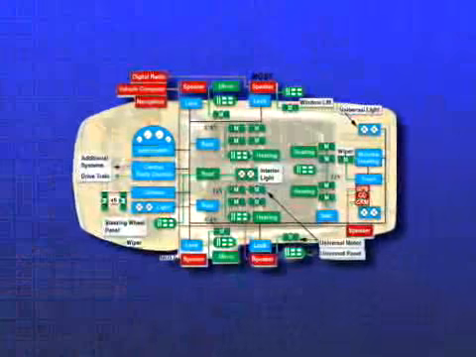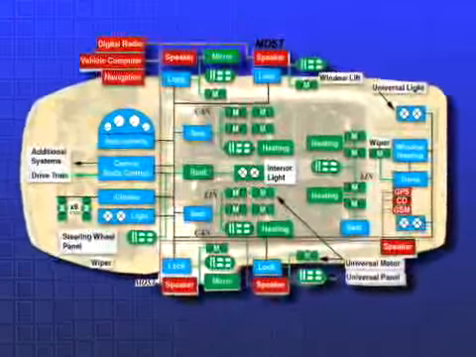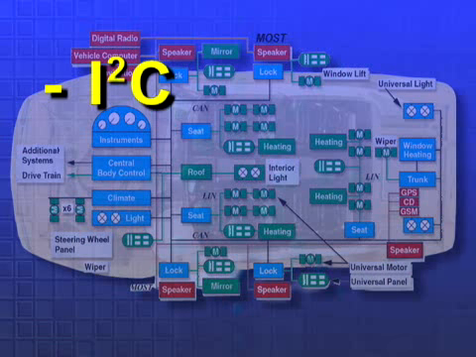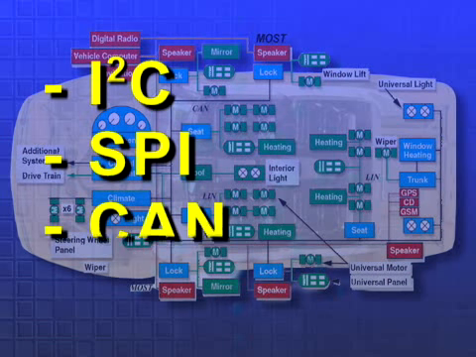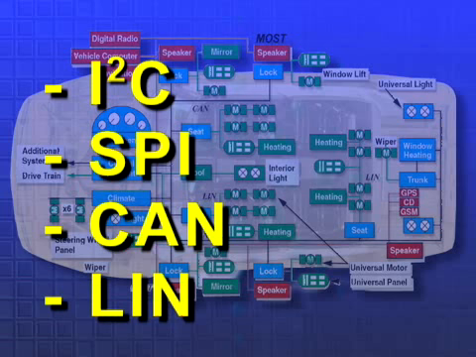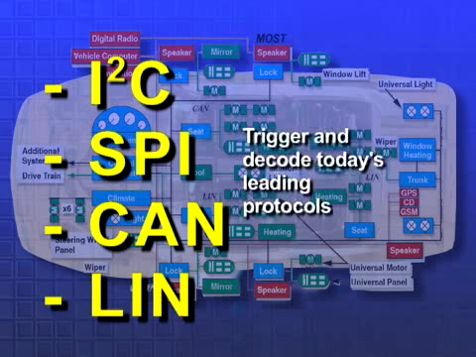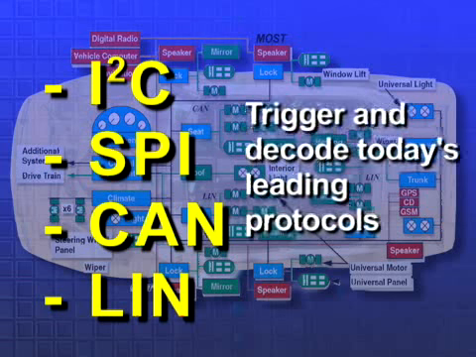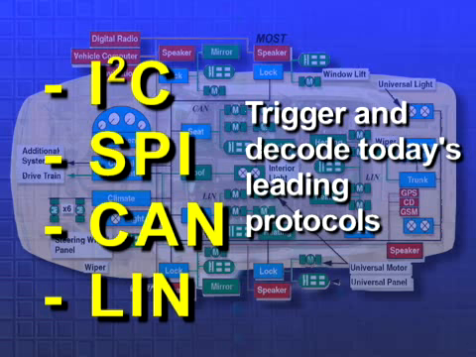In this short video, we're going to show some comparison measurements of using serial bus triggering and decode. Today's embedded designs that you might be working on include a variety of serial buses such as I2C, SPI, CAN, and LIN. And being able to trigger and decode on these various protocols is very important as opposed to just counting bits like you've had to do in the past.